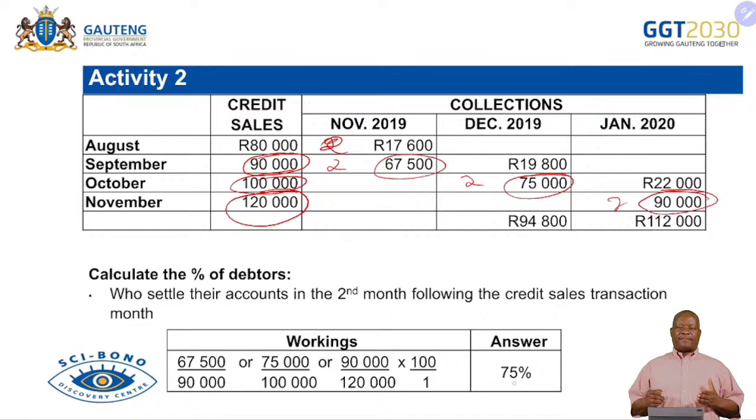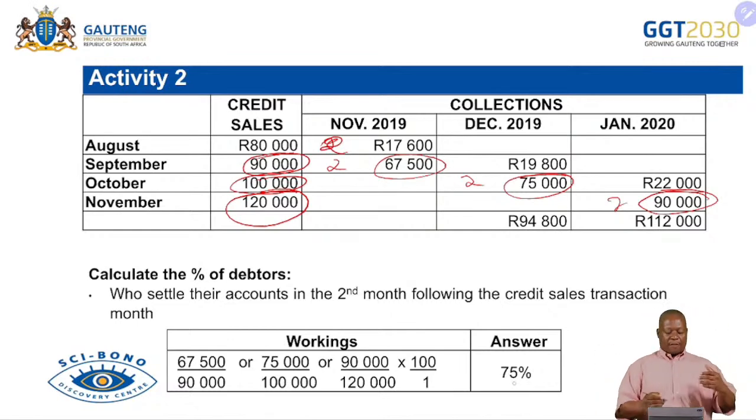Are we together there? Those who are paying in the second month. So it means a person buys in November. The person is not paying in the first month, is not paying in the second month. In November, in December, it's only paying in January, which is the second month. So it's skipping a month in between. Not paying in the month of sale, not paying in the first month after sale, only paying in the second month after sale.